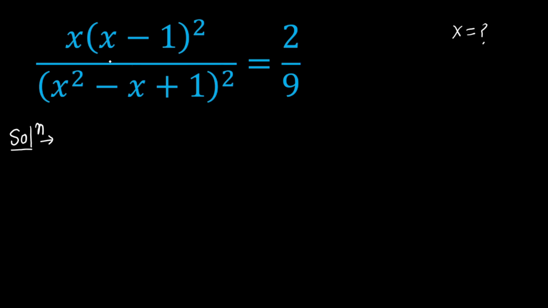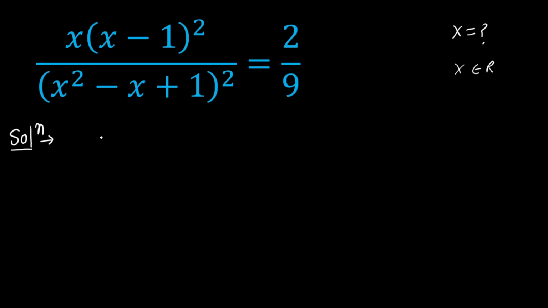Look carefully, (x minus 1) whole square is always positive for any value of x, where x belongs to real numbers. And the denominator (x square minus x plus 1) whole square is also positive for any value of x, but this denominator cannot be equal to 0. So here we will apply the substitution method.